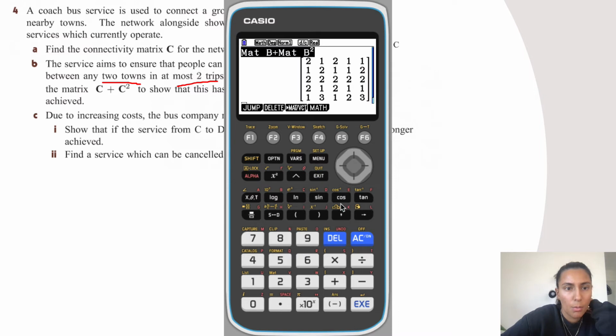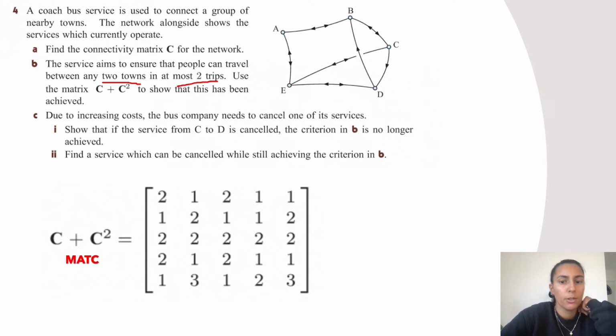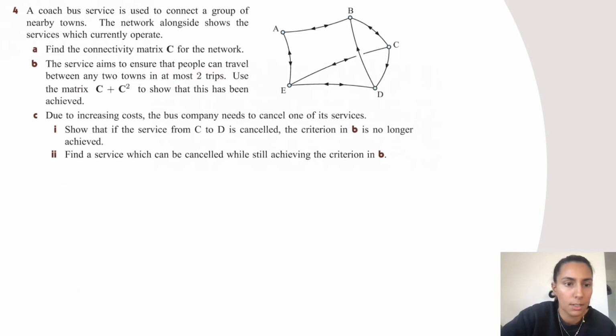So what we can see, if we look at this new matrix, which I saved as Mat C, is that because there are no zeros, we have achieved this goal. So we can get from any of the towns, A, B, C, D, or E, to any of the other towns with at most two trips. So I just wrote something here saying the service has achieved their aim of getting between any 2 towns in at most 2 trips. We can see this because there are no zeros anywhere in the matrix. Cool.